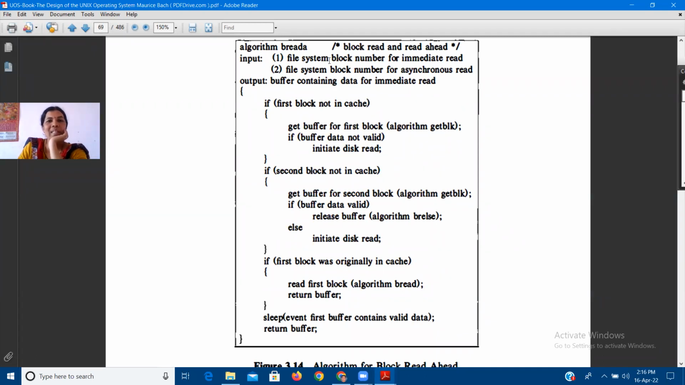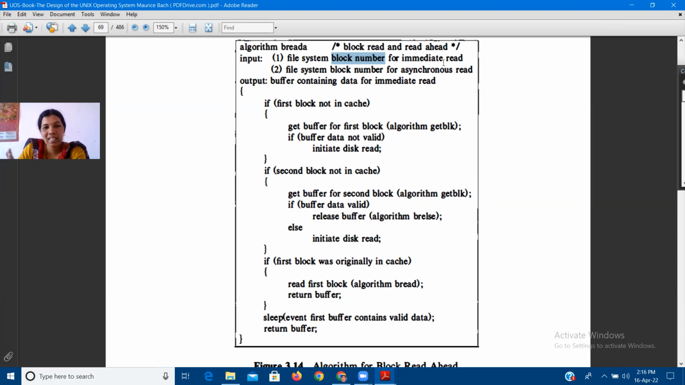So first input: file system block number for immediate read. पहिलं इनपुट काय असणार आहे? आपण फाईल सिस्टीम नंबर तर ऑलरेडी सिस्टीम बूट झाल्यानंतर आपल्याला बाय डिफॉल्ट मिळतो. ब्लॉक नंबर, दॅट इज वी आर शोइंग द पाथ, URL, फाईलची URL देतोय आपण, त्याच्यावरून आपल्याला फाईलचा पहिला ब्लॉक मिळतो. तो ब्लॉक नंबर फॉर इमिडिएट रीड.